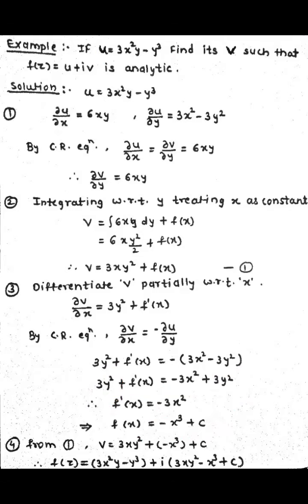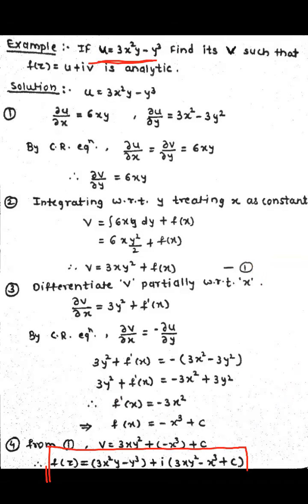Now this f(x) value is put into equation number 1. So from equation 1 we obtain v is 3xy² and the f(x) value is minus x³ plus c. So that we obtain f(z) as u plus i times v. Like this, student, we can find the value of f(z) with the given either real part or imaginary part.